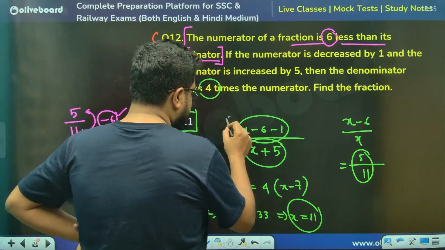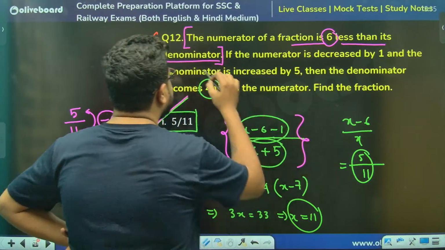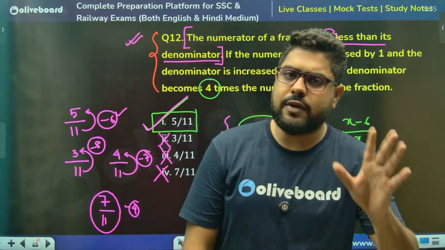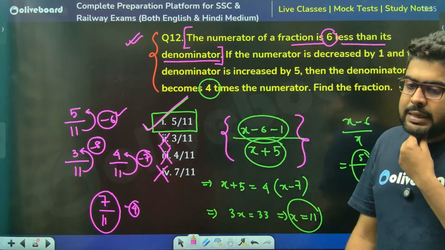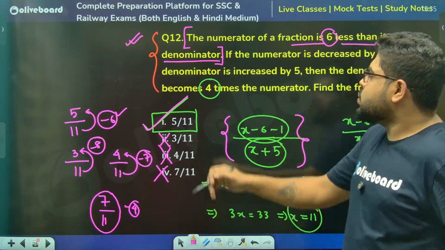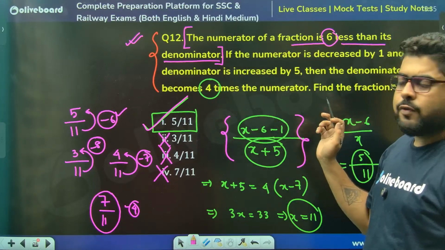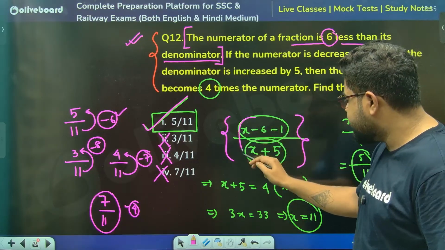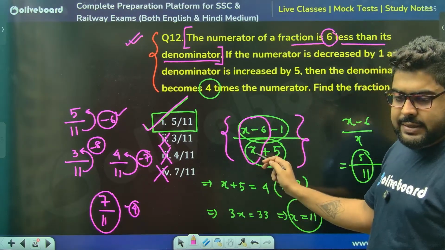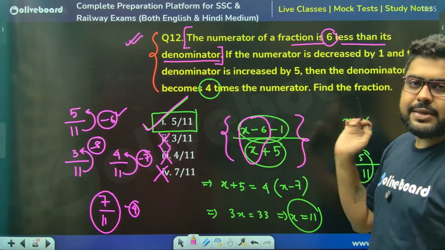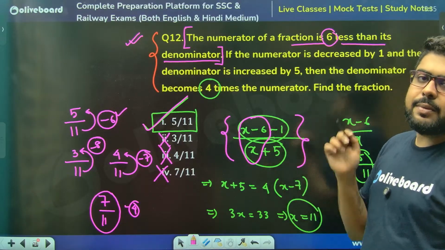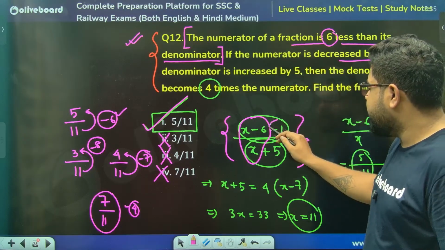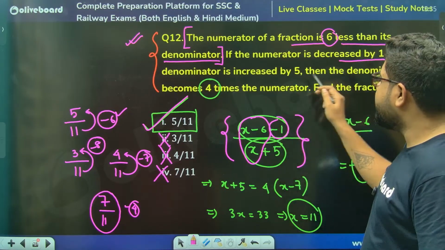So what happens now? The problem in this type of question is that you need to make an equation if you want to solve it in the traditional method. How to make an equation? Do whatever they are asking you to do. First, the numerator is 6 less. So x is the denominator, the numerator is x minus 6. Now they are asking to do something more: the numerator is decreased by 1, so again minus 1.